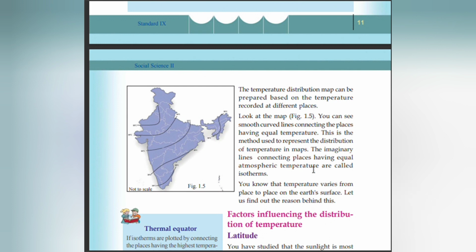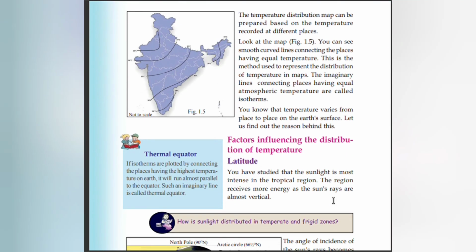Imaginary lines connecting places having equal atmospheric temperature are called isotherms. You know that temperature varies from place to place on the Earth's surface. Let us find out the reason behind this.